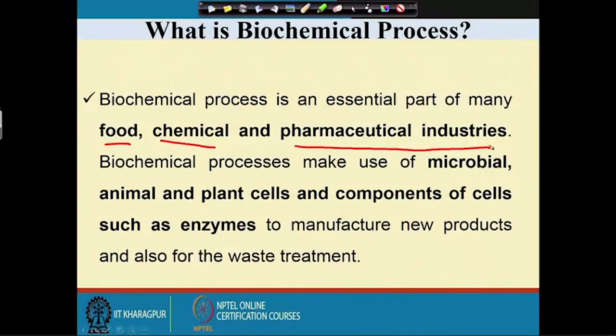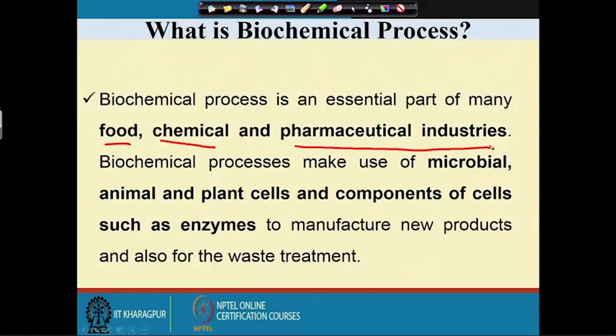Then I want to talk about chemicals. If you look at the different biochemical industries, we can produce different chemicals like lactic acid, citric acid and ethanol. So different types of chemicals can be produced through these biochemical processes. And in the pharmaceutical industries, we produce a lot of antibiotics, because in day-to-day life, when we have some health problem, we go to the doctor, and the doctor prescribes some kind of antibiotics for curing the disease.